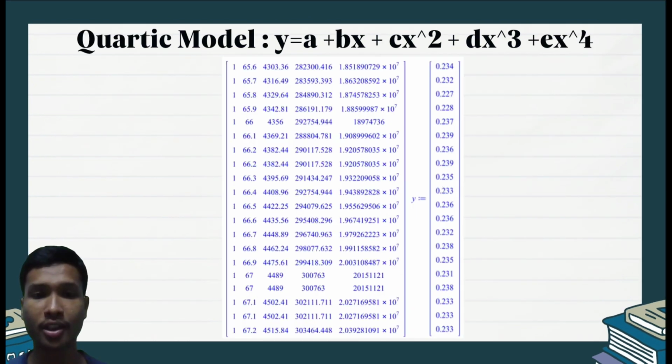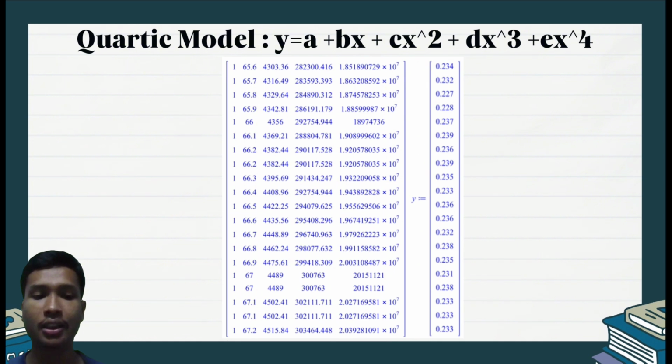My name is Wan Muhammad Zimupi, and now it is my turn to present the quartic model. As you can see, this is the example for the quartic model, which has the equation y equals a plus bs plus cs to the power of 2 plus ds to the power of 3 plus es to the power of 4.